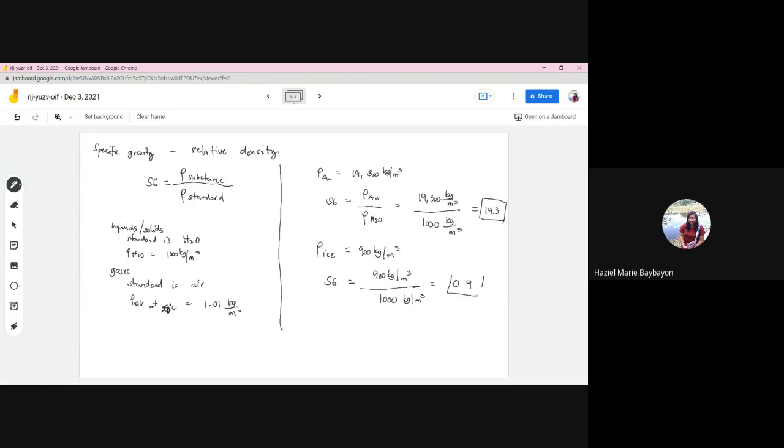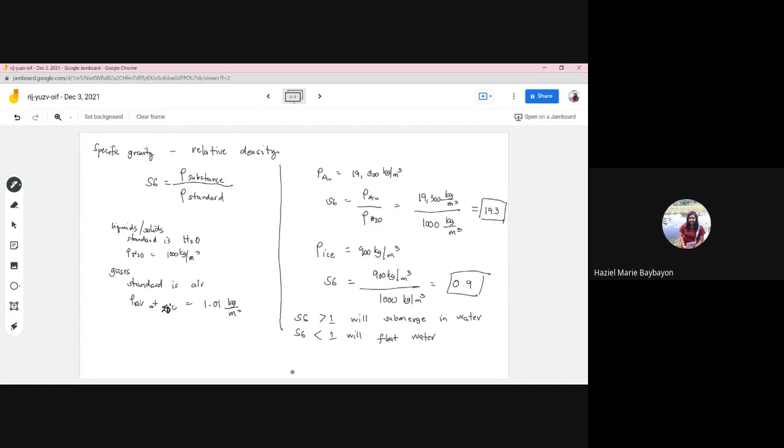Now here's the thing, class. You have to take note that substances or materials that have specific gravity greater than 1 will submerge in water. And then substances or materials with specific gravity lesser than 1 will float in water.